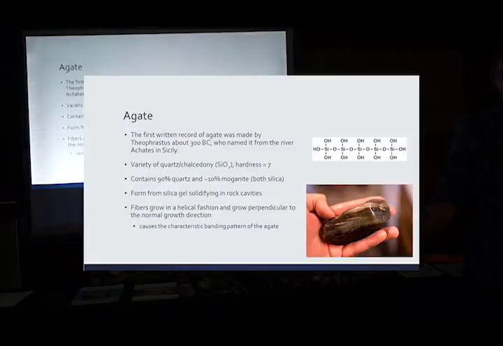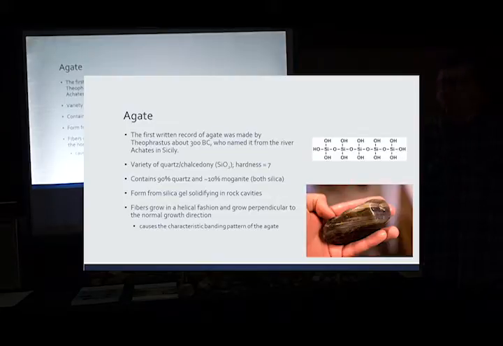So agates, if you didn't know, actually came from the Agates River in Sicily, from Theophrastus in about 300 BC, and that's where the name agate comes from. It's a variety of quartz or chalcedony with a hardness of about 7, which will actually come into play later, so it's harder than glass and steel.